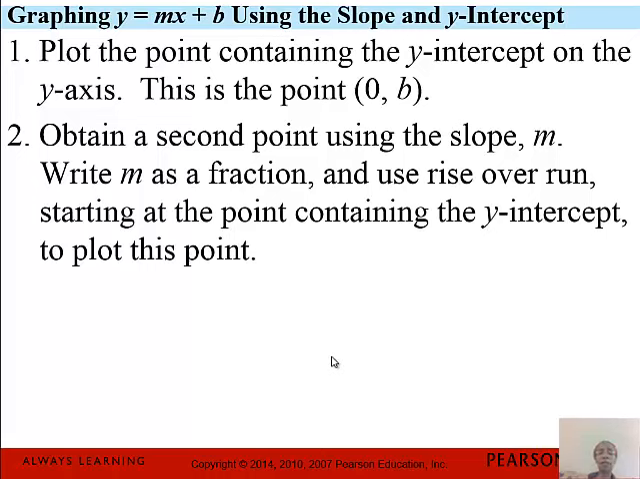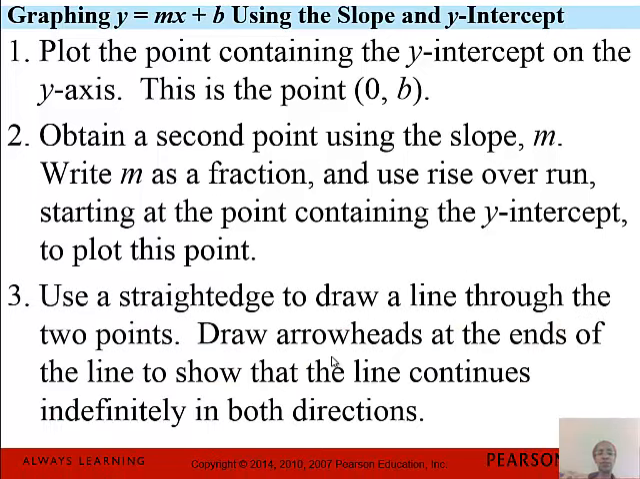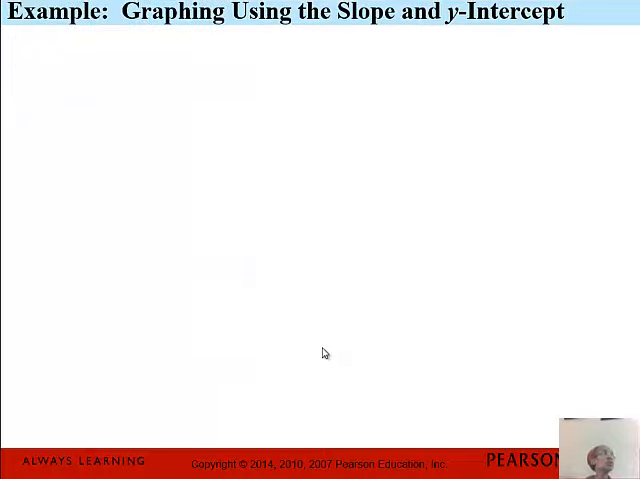Then I obtain a second point using the slope m. I write m as a fraction and use rise over run, starting at the point containing the y-intercept to plot this point. Then I use the straight edge to draw a line through the 2 points. I draw arrowheads at the ends of the line to show that the line continues indefinitely in both directions.